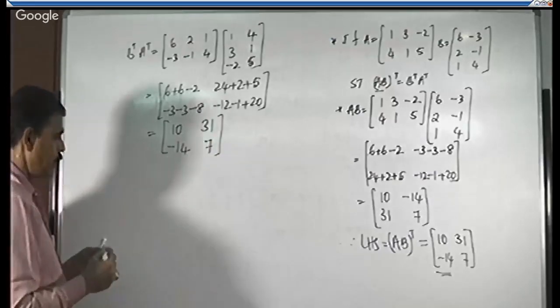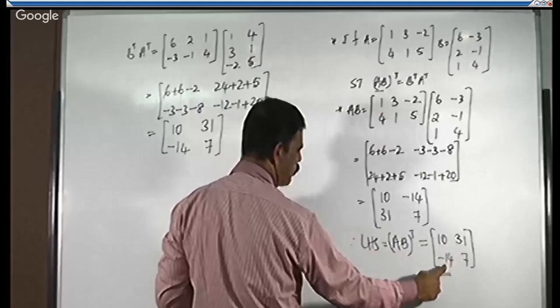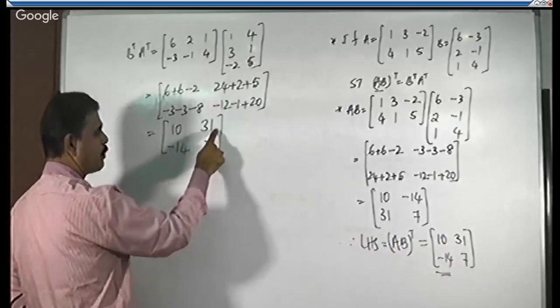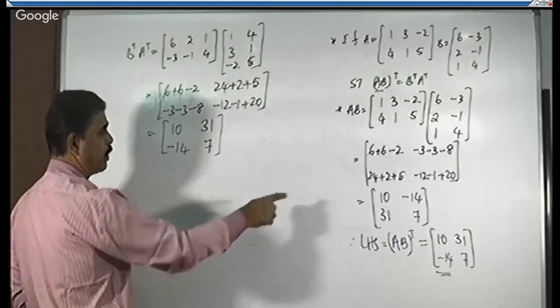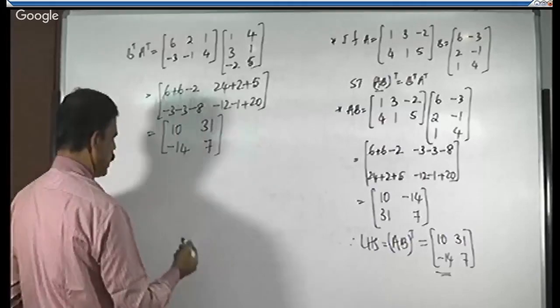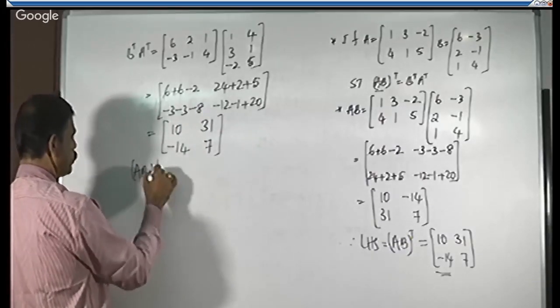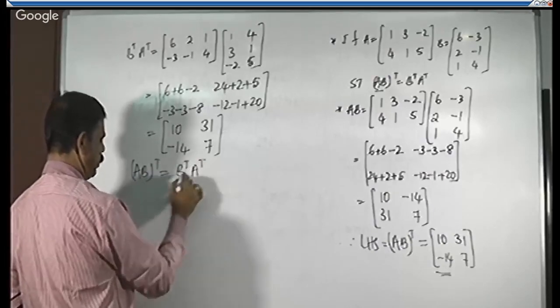See, left hand side is what? It is 10, 31 first row, minus 14, 7 is second row. Here also we have 10, 31 is first row, minus 14, 7 is the second row. Are one and the same. Right, it is verified. That is, AB whole transpose is always equal to B transpose into A transpose.